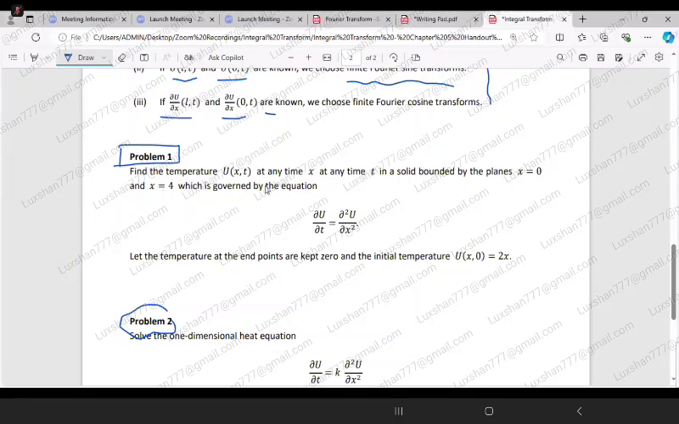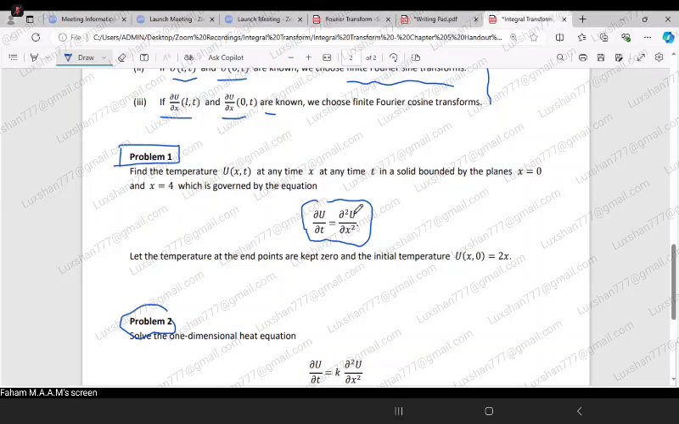Find the temperature u(x,t) at any point x at any time t in a solid bounded by the planes x = 0 and x = 4, which is governed by this partial differential equation. The range of x is given as 0 to 4.